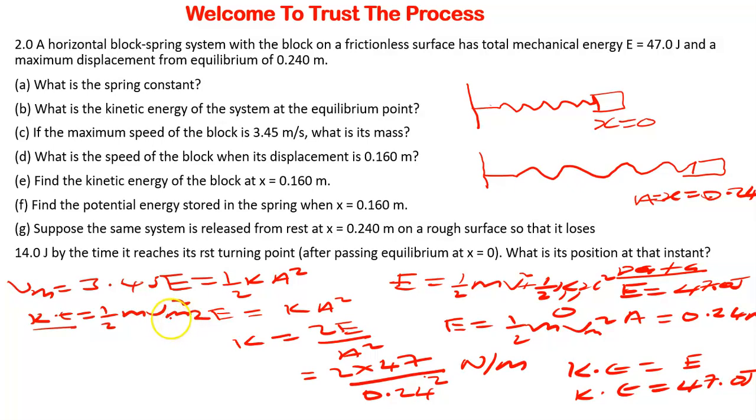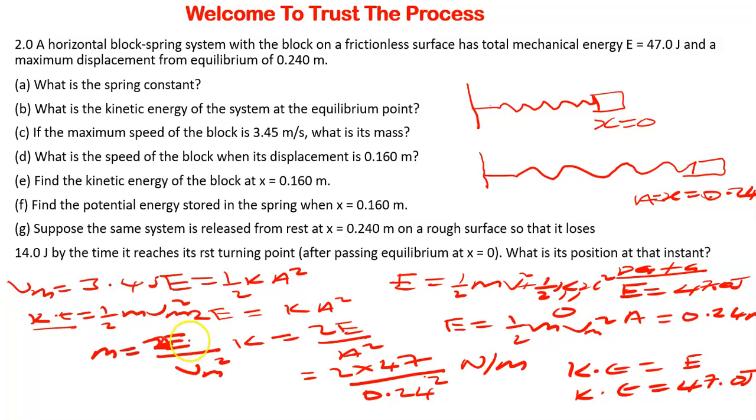The Vmax has been given. So just making the mass the subject, you multiply by 2 then divide by Vmax. Our mass will be given by the total kinetic energy, which is also equal to the total energy, multiplied by 2, then divided by Vmax squared.